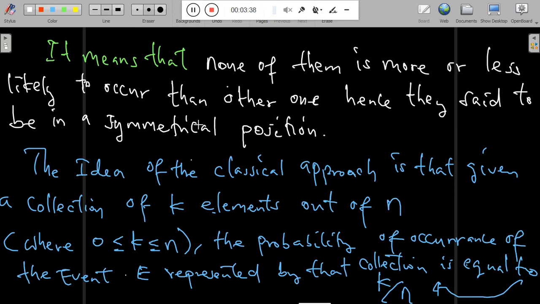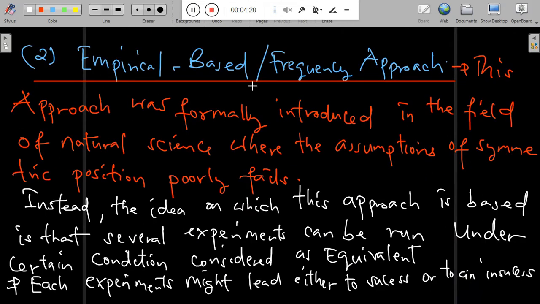It means that none of them is more or less likely to occur than another one, hence they are said to be in a symmetrical position. So the idea of the classical approach is that, given a collection of k elements out of the total number of observations n, the probability of occurrence of the event E is k over n, that is, 0 is less than or equal to k, and k is less than or equal to n.